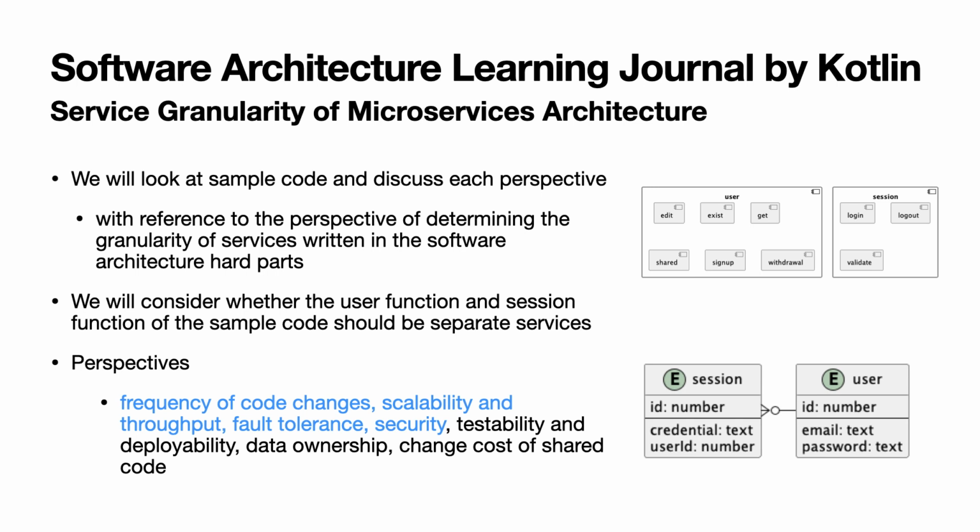The criteria for determining the granularity of services include code change frequency, scalability and throughput, fault tolerance, security, testability and deployability, data ownership, and handling shared code. In this video, we'll focus on the highlighted criteria, while the remaining will be discussed in the next video.